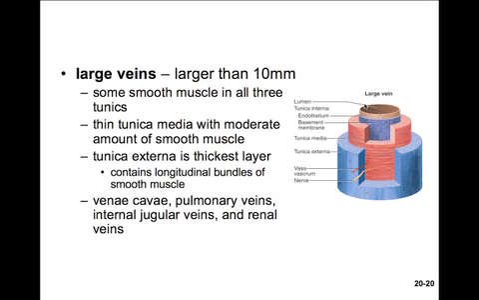Finally, we look at large veins. These are the ones that have larger than 10 millimeter or 1 centimeter diameter. They have some smooth muscle in all 3 of the tunics. They have a very thin tunica media with a moderate amount of smooth muscle. Again, the veins don't need to have any pumping action on the blood. The tunica externa, again, is the thickest layer. It contains longitudinal bundles of smooth muscle fibers. The vena cava, the pulmonary veins, the internal jugular veins, and the renal veins are some of the largest veins in the body.